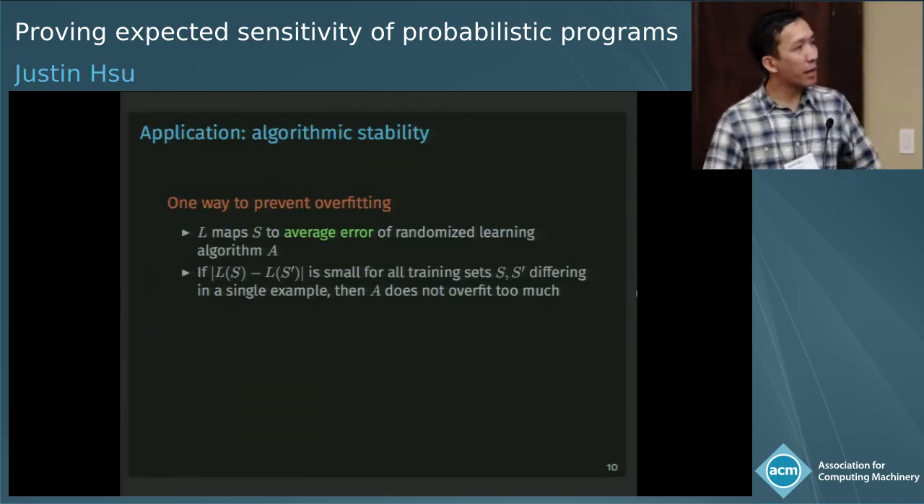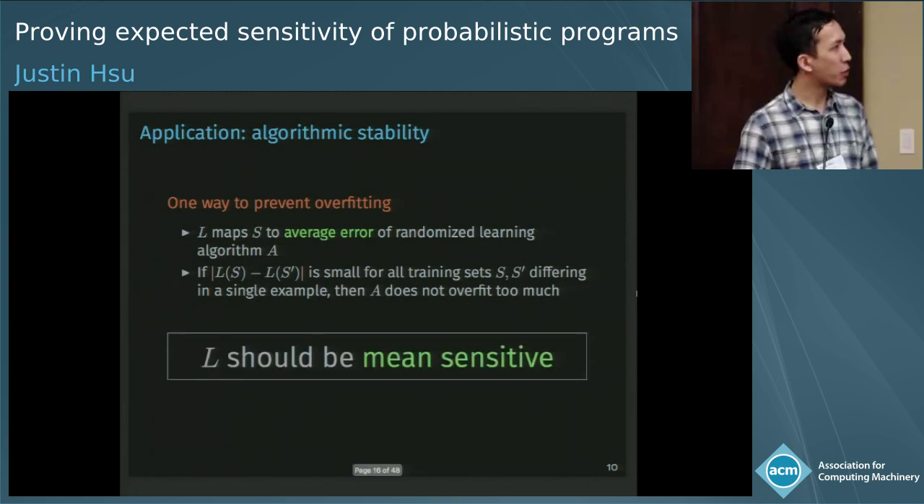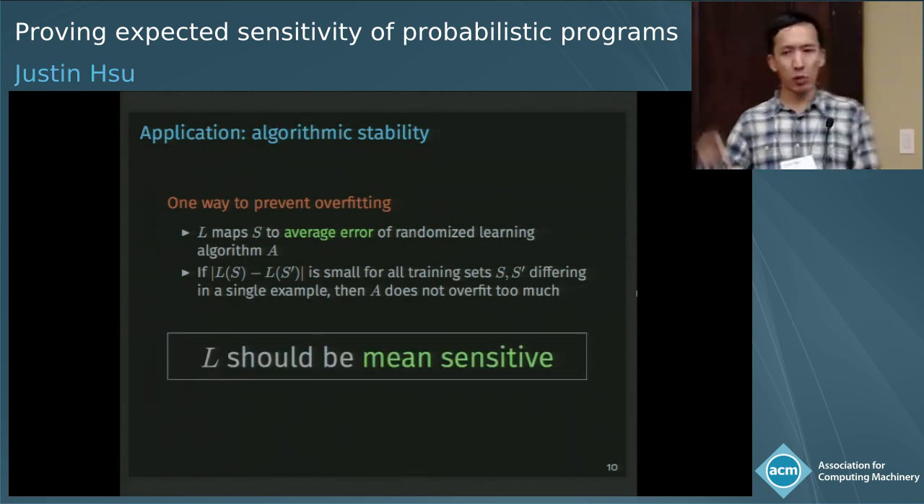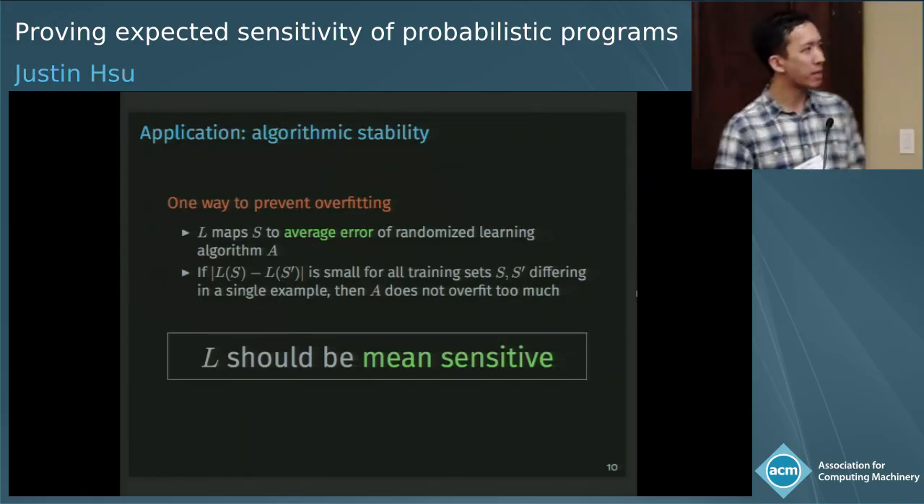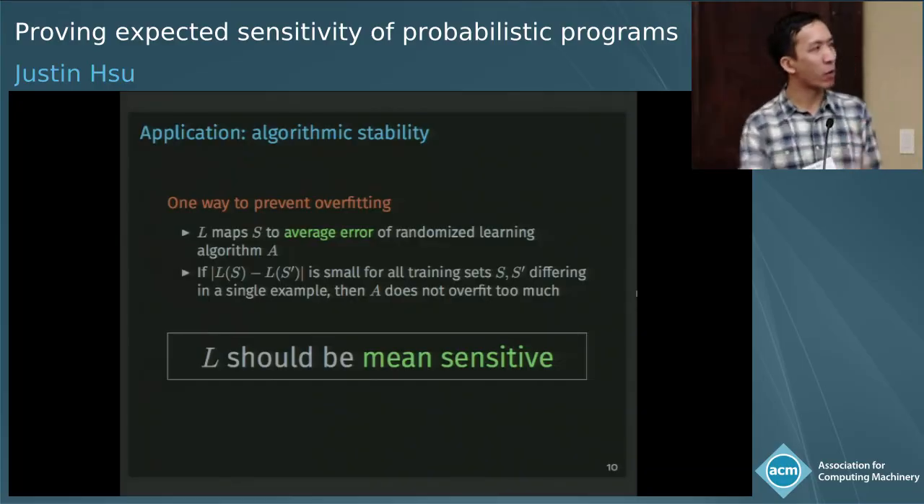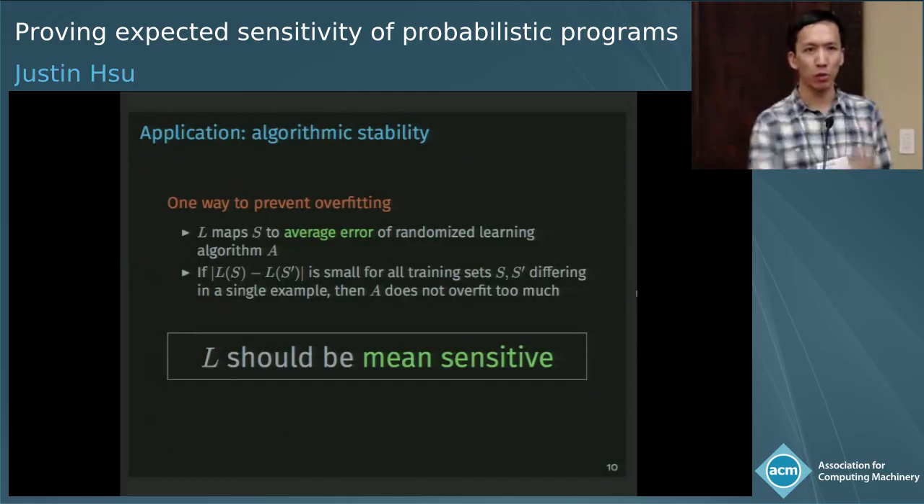And again, this can be phrased as an example of k-mean sensitivity. So this function L that maps a training set to the average error of the parameters should be mean sensitive, or maybe k-mean sensitive, where I'm leaving off the quantitative parameters. All right, so are there any questions about these two brief applications so far?